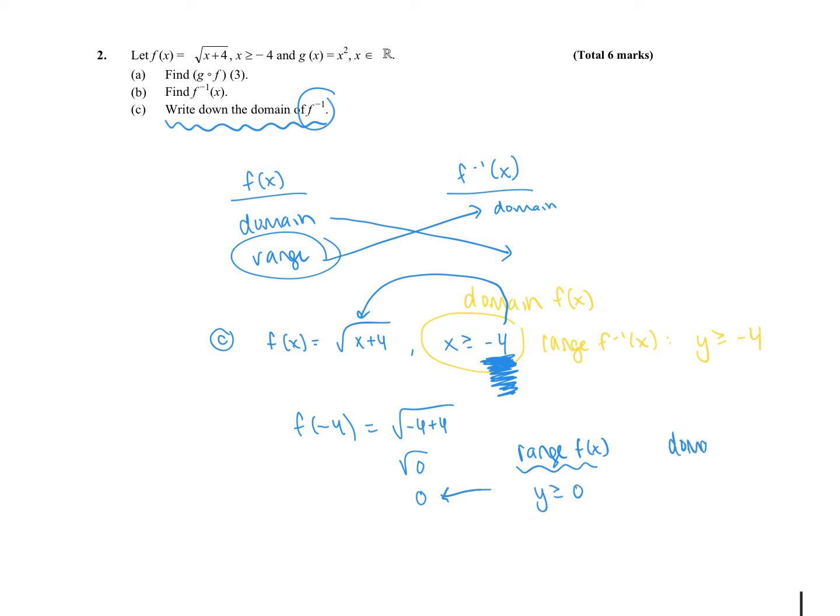So the domain of the inverse is exactly that: the set of x such that x is greater than or equal to 0. Okay? So basically, to find the domain of the inverse, we need to look for the range of the original, and we did that by plugging in the lowest value of x, which will give us the lowest value of y. Okay, I hope that helps.